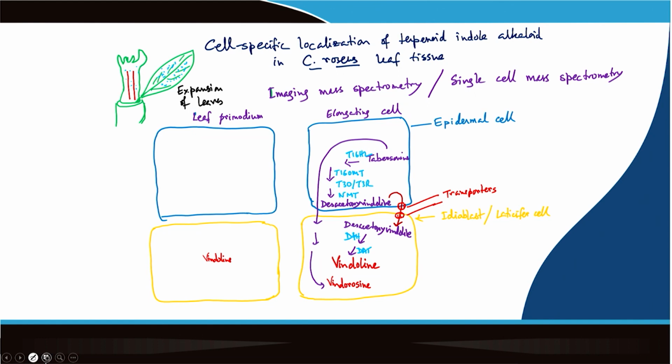And the leaf primordium has a similar drawing. I have not drawn it, but what is important is that the vindoline content is much more here, whereas the vindoline content is less here. So, that is also indicated from this drawing.